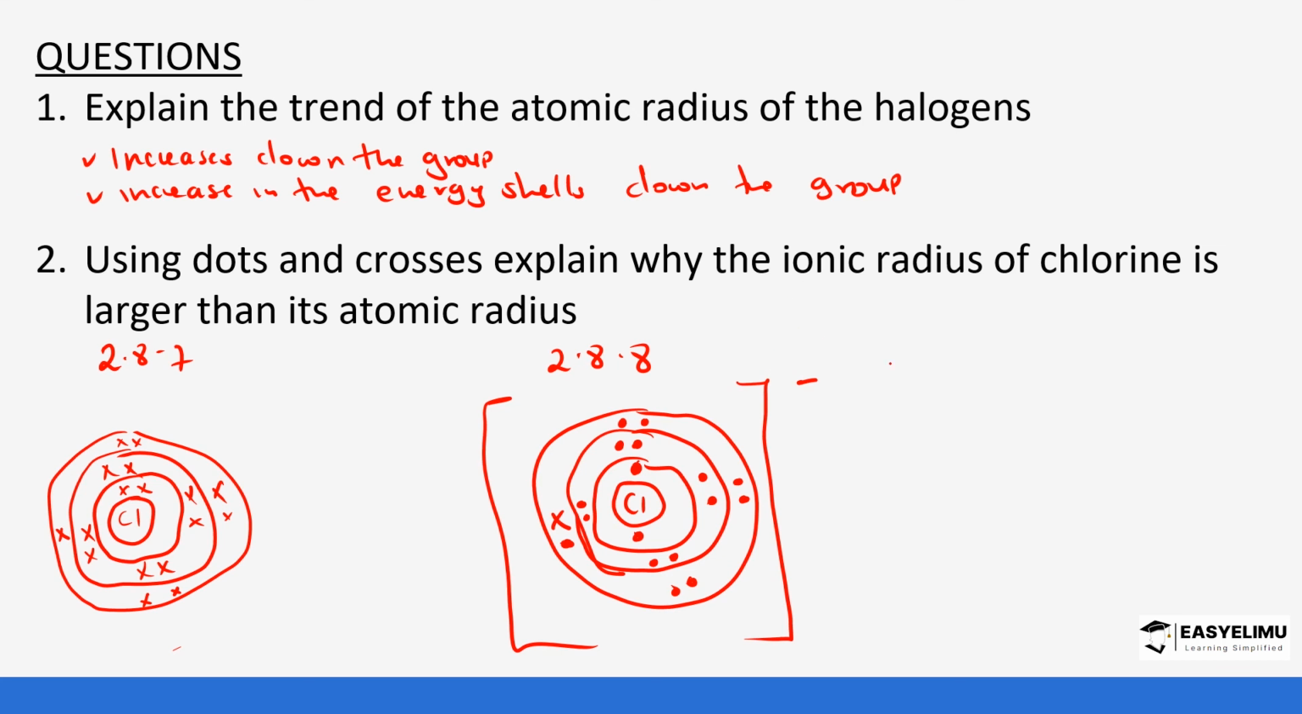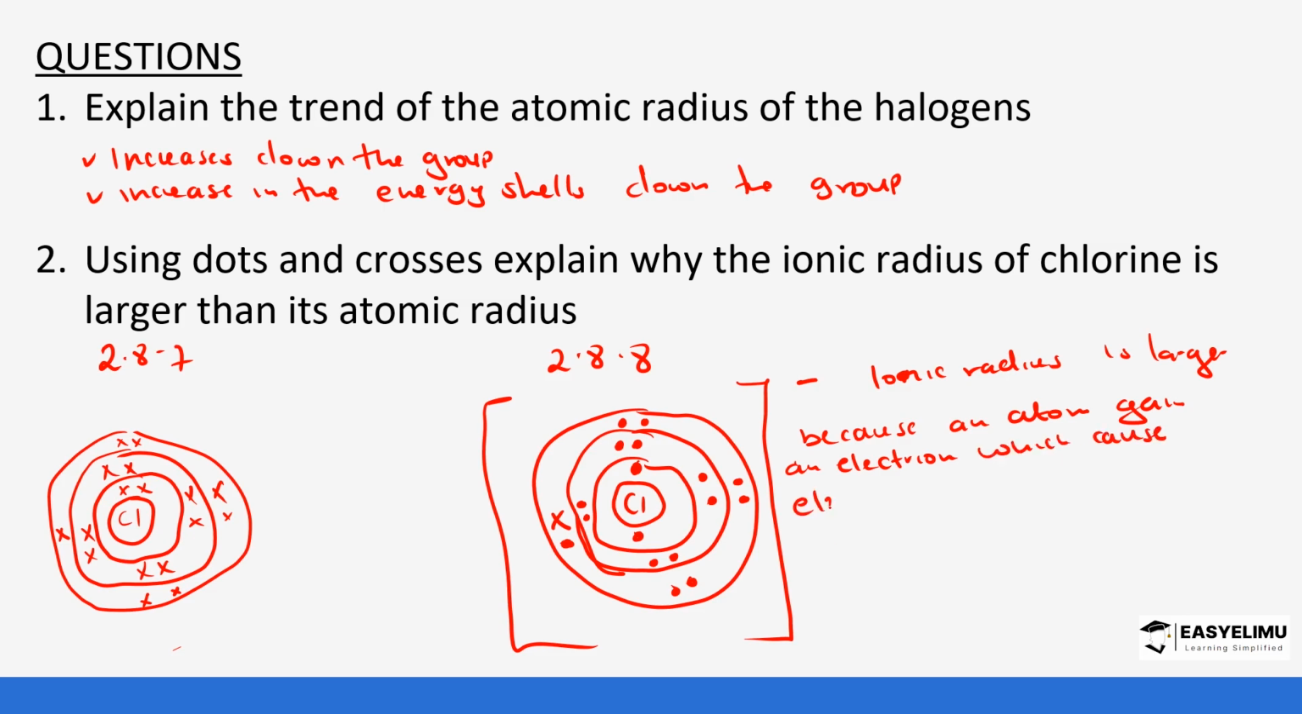So we said that the ionic radius is larger because an atom gains an electron, which causes electron repulsion, thus causing the ion to bulge, causing it to be bigger.